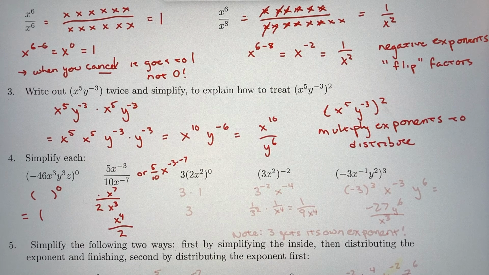People are really bad at subtracting negative numbers, so I usually move things around first. This 3 is not affected by the thingy to the 0, so make sure that only the stuff in parentheses turns into a 1. Distribute exponents. 3 gets an exponent. Be careful with that. So 1 over 3 squared, 1 over x to the 4th. So it's 1 over 9x to the 4th.